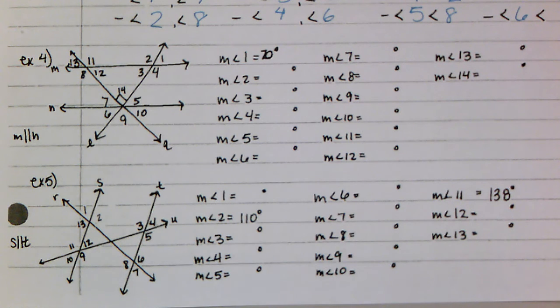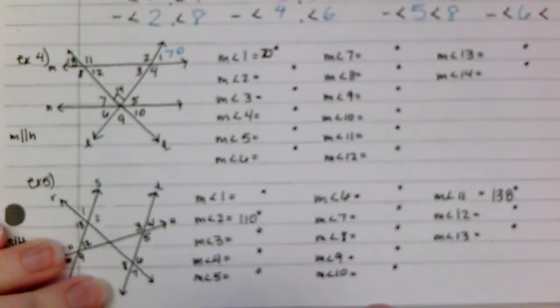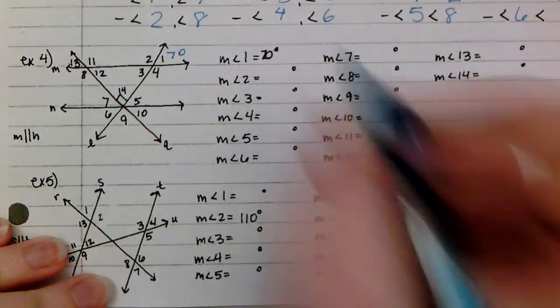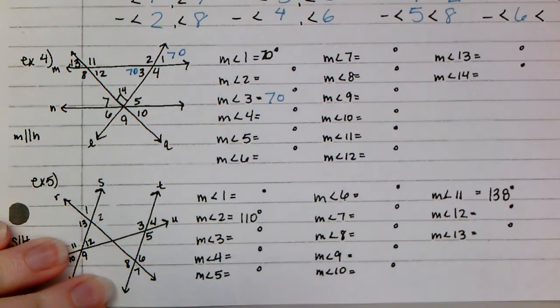And lastly, we're going to find a whole slew of angles in examples 4 and 5 just by knowing a couple measurements right off the bat. So I know angle 1 is 70 degrees. And if I know angle 1 is 70, then I know that 3 is vertical to that. So I can go ahead and note that 3 is 70 degrees also.